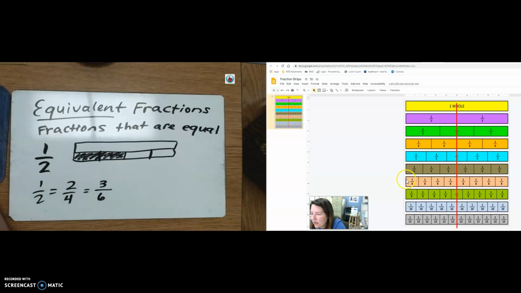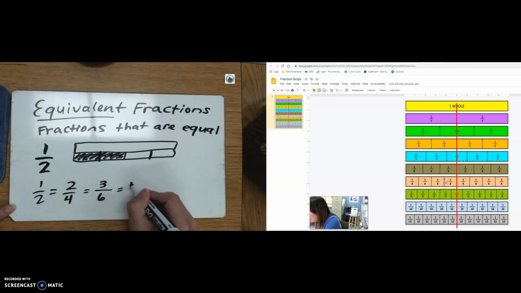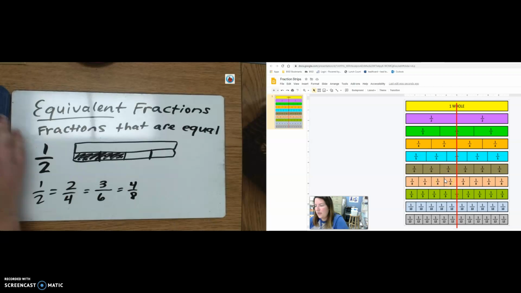Let's keep going. What do you notice about the 8ths? How many 8th pieces are the same size as this 1/2 piece? It's lined up exactly on this line right here. That is our clue that lets us know this is equal to half. Look, how many 8ths? 4 8ths. All right, let's keep going.